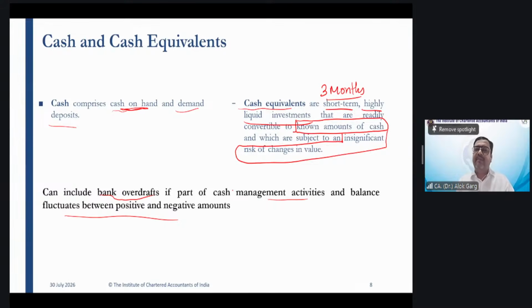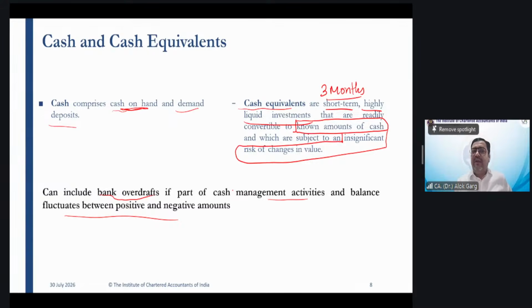Friends, the company is running a current account with HDFC Bank, and HDFC Bank has given an OD facility, an overdraft facility, to the company. What is meant by overdraft facility, and what is this overdraft facility?